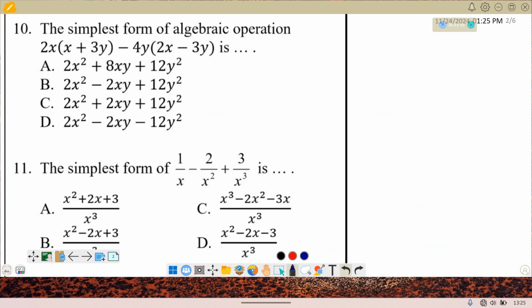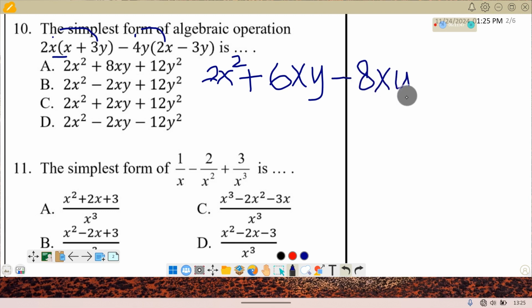The simplest form of the algebraic operation. It's easy, like the previous question. Let's do the distributive law. Here we have 2x times x equals 2x squared, plus 2x times 3y equals 6xy, minus 4y times 2x equals minus 8xy, minus 4y times minus 3y equals positive 12y squared.